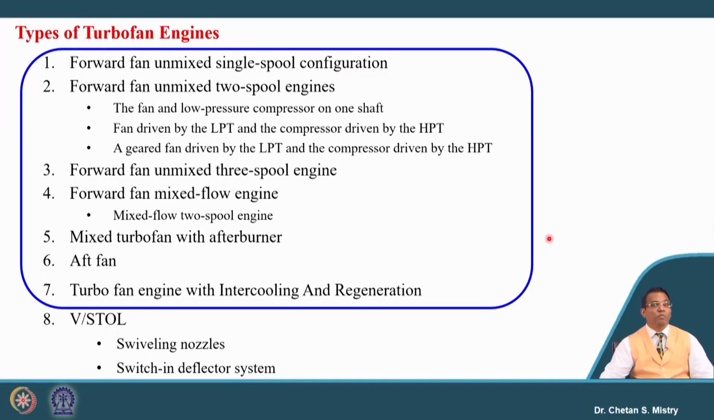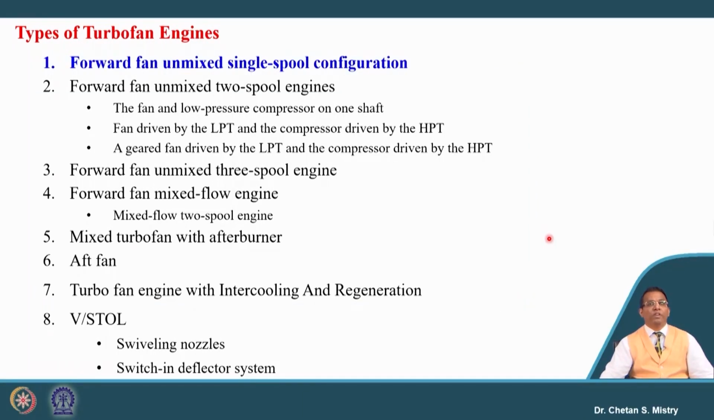We will look at what the benefits of each individual configuration are. When we say fan and LP compressor on one shaft, fan driven by LP turbine, geared fan driven by LP turbine, we have 3-spool configuration. So, you can understand that as per the requirement, people have developed these engines, and over the years there has been a lot of development, that is what exists, and a lot of development is still going on. For today's lecture, let us target the very first engine.